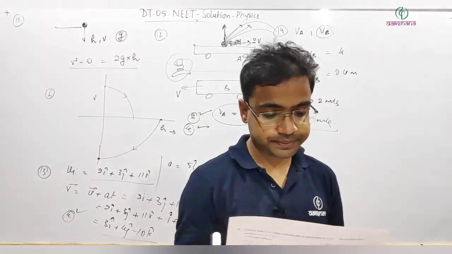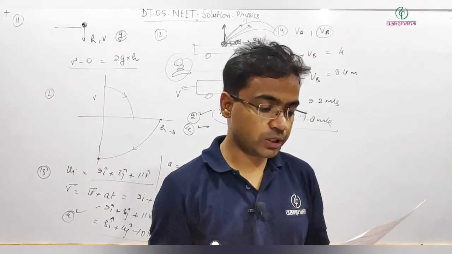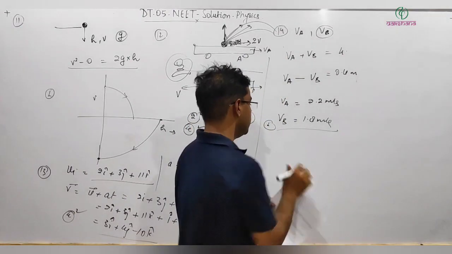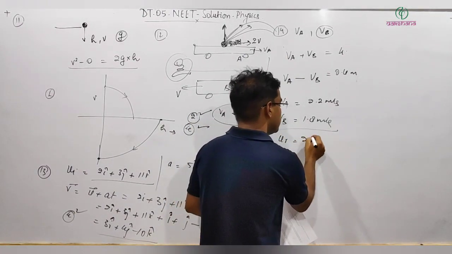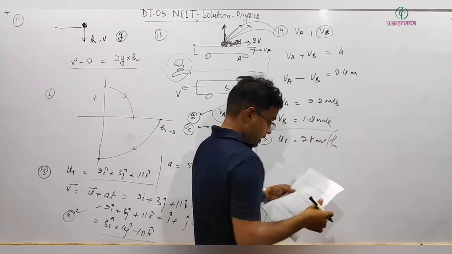Question number 15. The velocity of water in a river is 2 kilometers per hour.